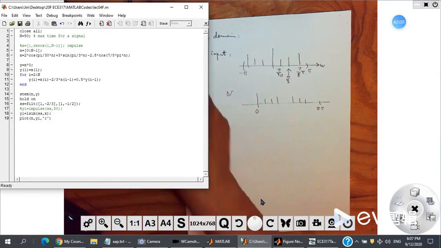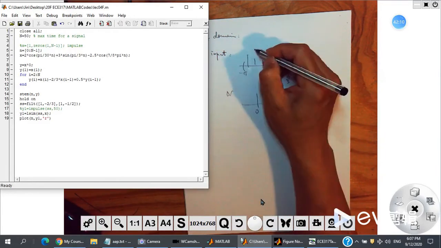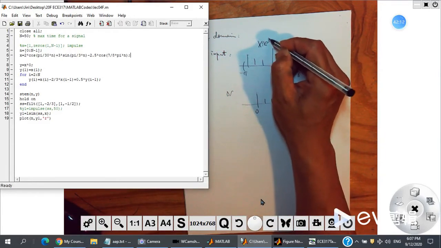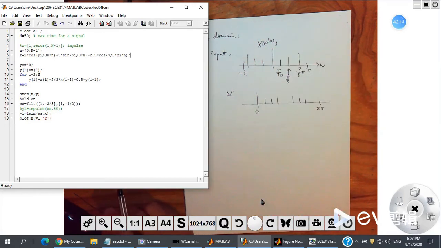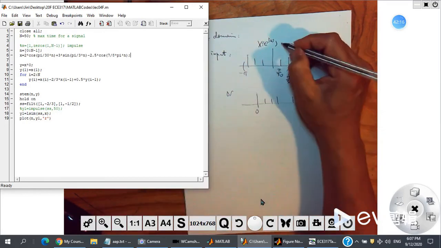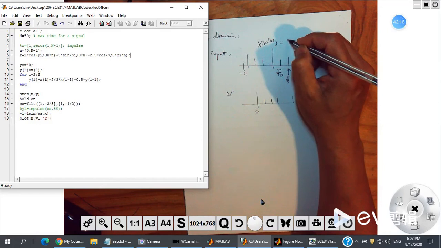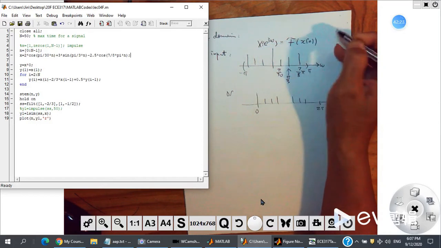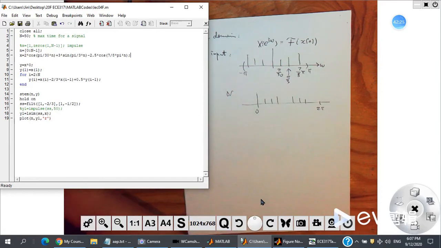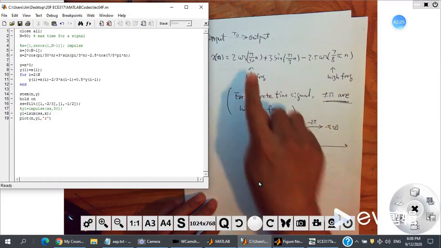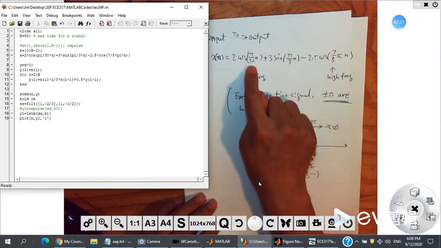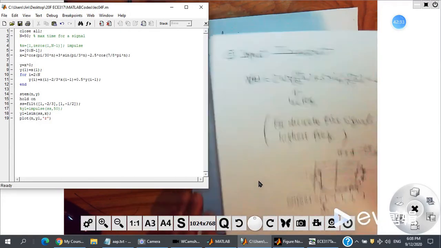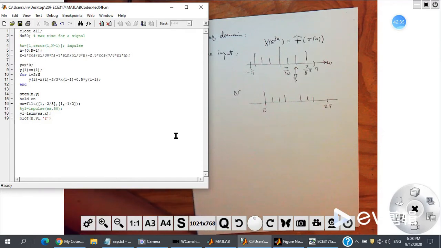This is the input x. This will be X of e to the j omega, right? And what is this one? This is the Fourier transform of x of n. You can check the table to find them. You can also use MATLAB to have a look at it. Use a graph. You see.